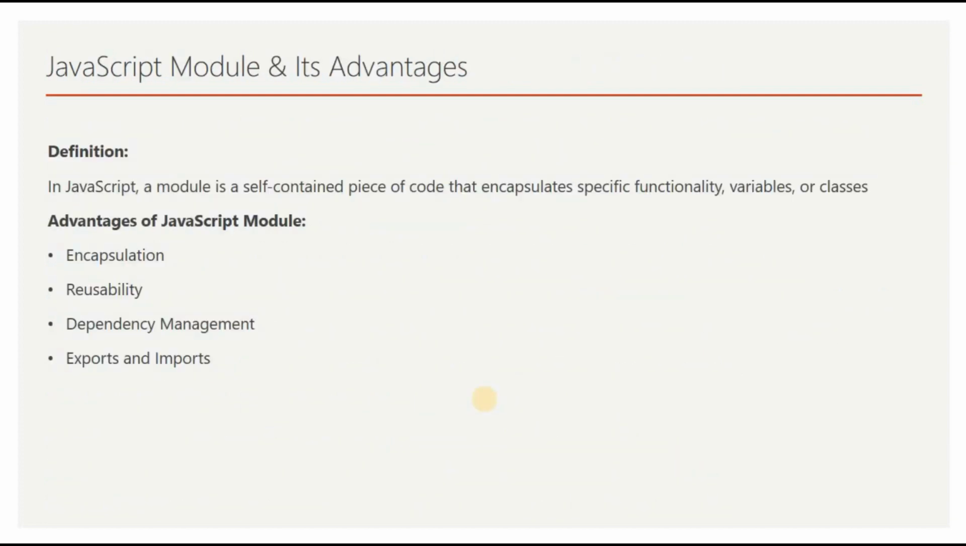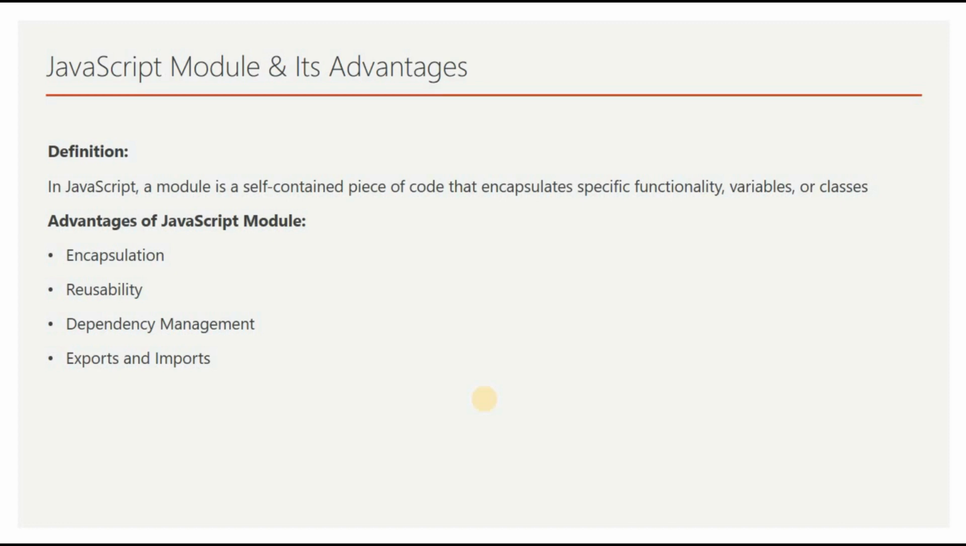So, JavaScript modules. In JavaScript, a module is a self-contained piece of code that encapsulates specific functionality, variables or classes. So basically modules help in organizing code, making it more maintainable, reusable and easier to manage. They enable developers to break down large applications into smaller manageable parts.